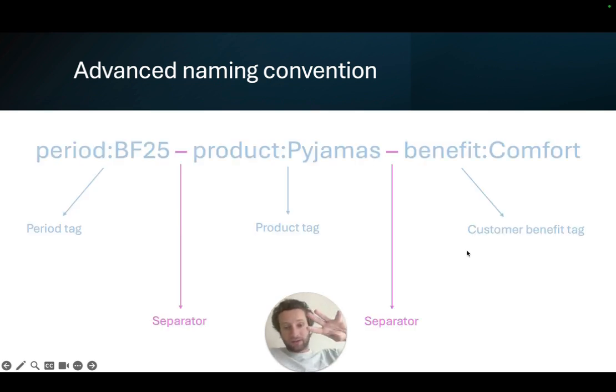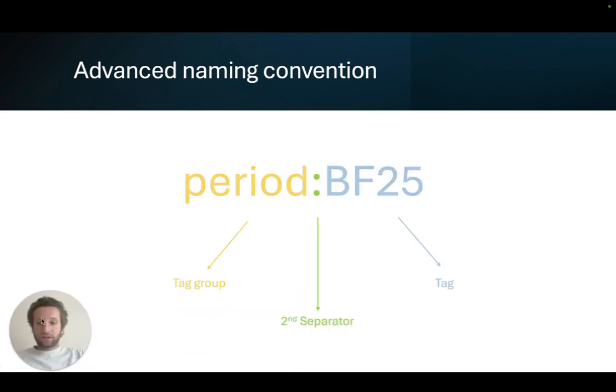So here, as you can see, in an advanced naming convention, the first level is actually to find a basic naming convention. I can clearly see here that I have a tag, period.bf25, that's a tag, with a first separator, the dash, a second tag, product.pajamas, and a third tag, benefit.comfort. So here I'm at the basic level. And if I go a little further, I see that actually my tags are a bit special themselves. Each tag follows another naming convention with a second separator. So actually, each tag can be broken down into subtags, and here I see that I have period, :bf25.